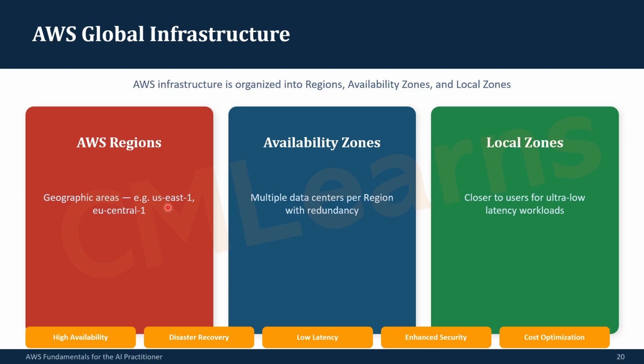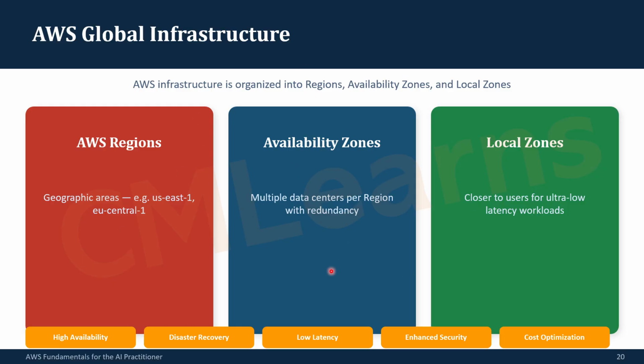Geographical areas. For example, while we are signing into the AWS console, we'll be seeing a URL right there, and while using a browser, we'll be seeing US East 1 or EU Central, or if you're from India, Mumbai or Hyderabad. So these are the regions, the geographic regions where AWS provides the services. And the availability zone, multiple data centers per region with redundancy. We will be learning more about that.